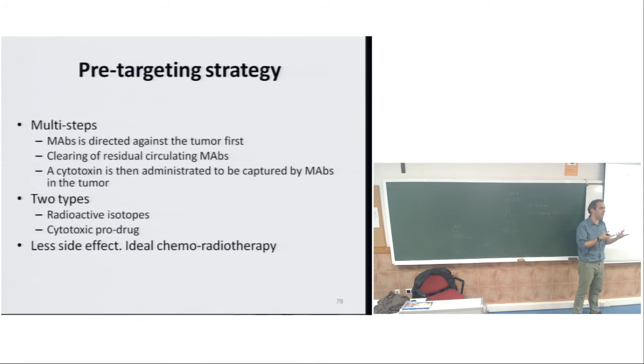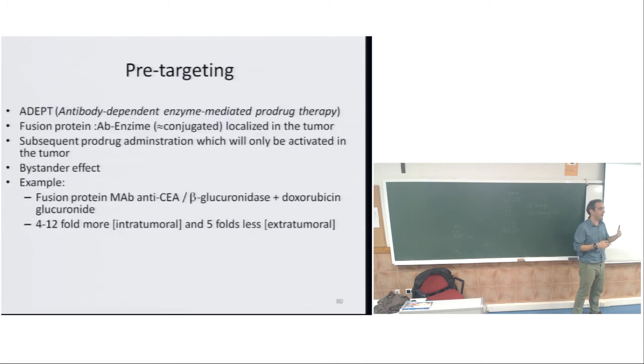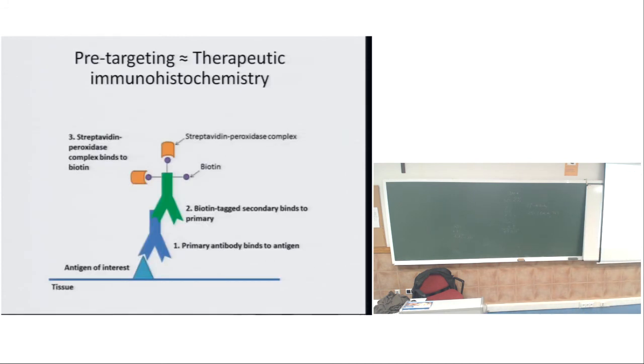So what we administer is not a cytotoxin. It's a prodrug. It's not effective unless something activates it. And the only thing that can activate this drug is the enzyme that is attached to the monoclonal antibody. These are some examples of that. The idea is to use something.